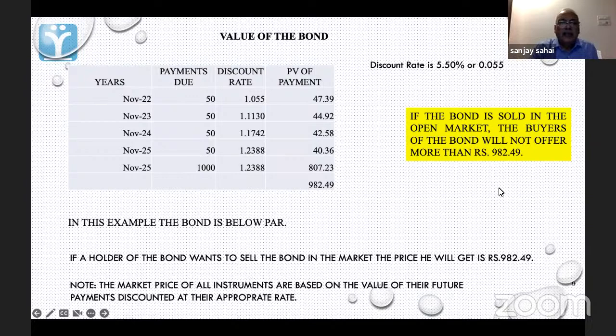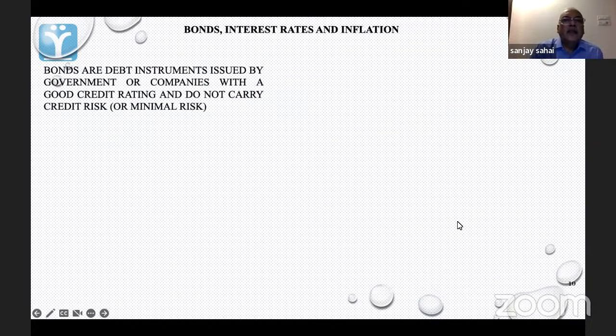ठीक है? Now, इसमें what happens here? Here we're talking about if there is inflation, if interest rates change, then what is this whole problem with inflation and interest rates? What is the logic here?